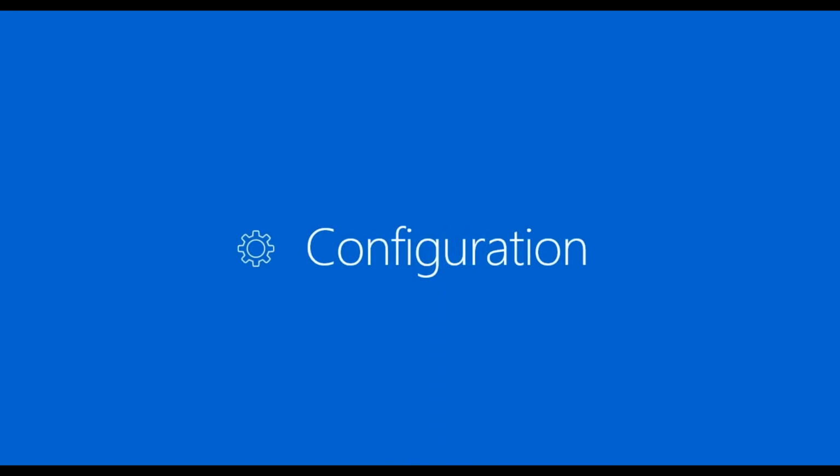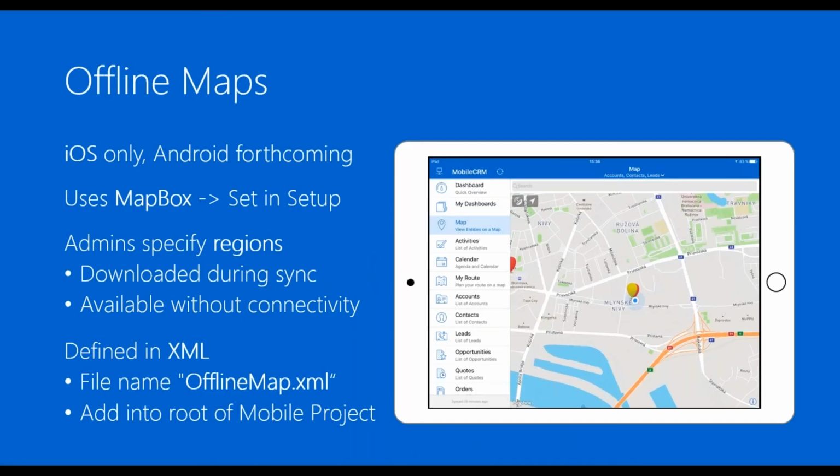So the next section will be more about some features that need a little bit of configuration. The first one is quite a big one in my opinion, and that is the offline map feature. This means that with this version 10.0, you can on iOS start using maps also without connectivity. We are already working on the Android version, so hopefully with the next release, we will have both these platforms covered.